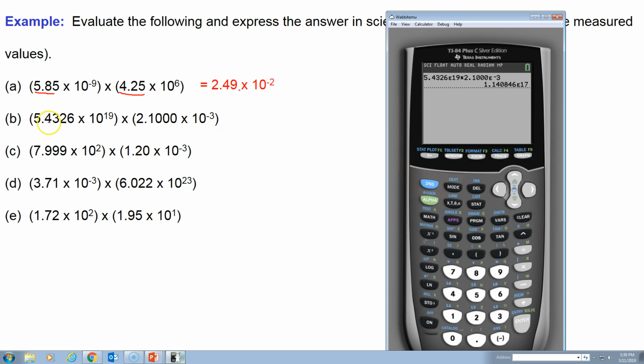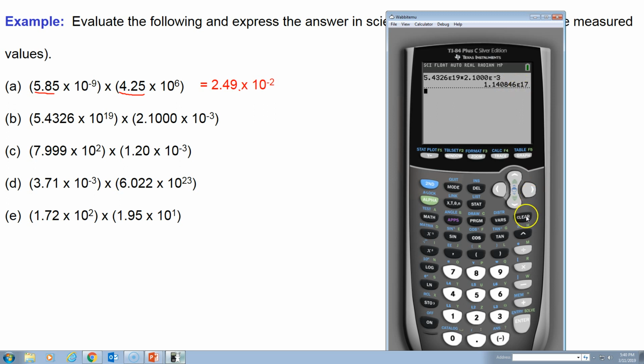And I've got to think about how many sig figs I want here. 1, 2, 3, 4, 5. We got 1, 2, 3, 4, 5. So I need to round this off to 5 significant figures, so that would become 1.1408 by 10 to the 17. So we've got a big number there.